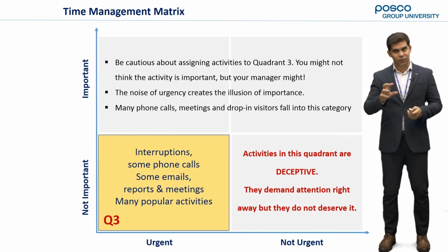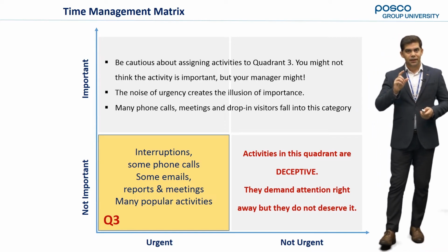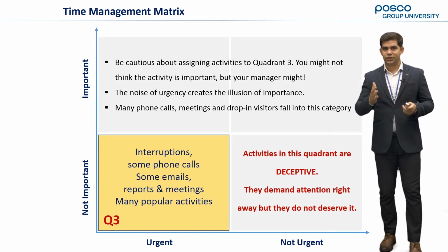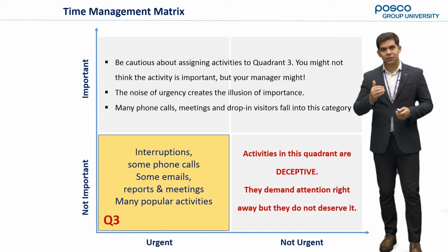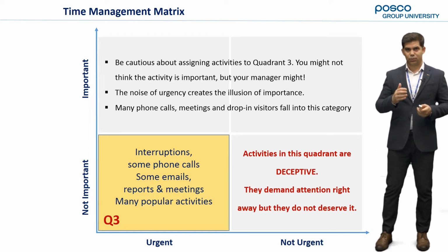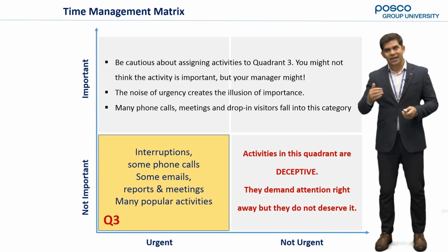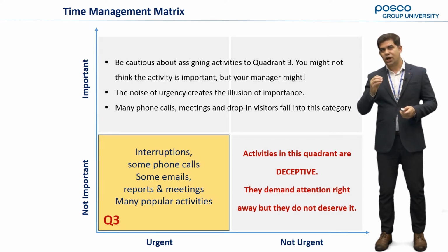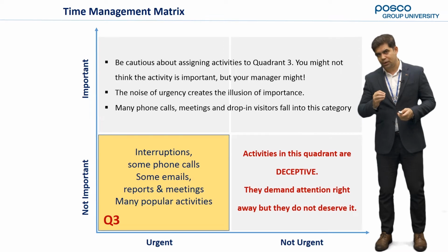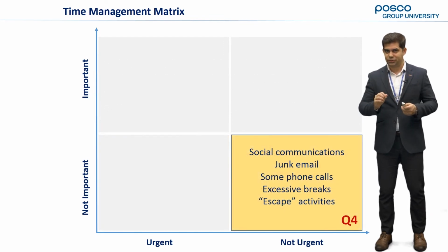Now, how do you deal with it? See, there are certain situations you cannot say no. However, the best way you can deal with tasks which fall in Quadrant Number 3 is to delegate. Try and delegate those things which are not important to you, but have come to you in the form of an urgency. I'm sure you will be able to do it.